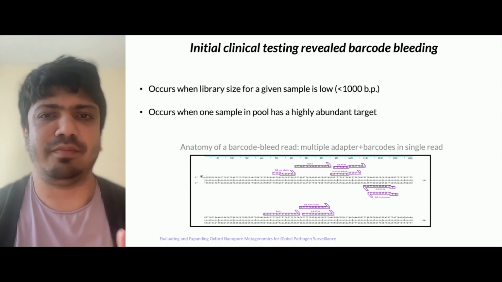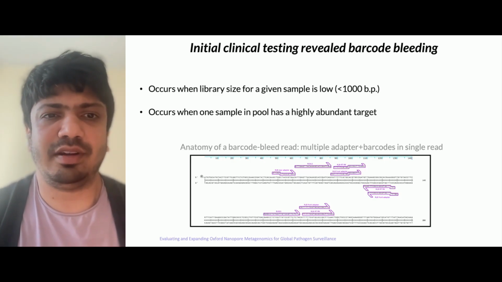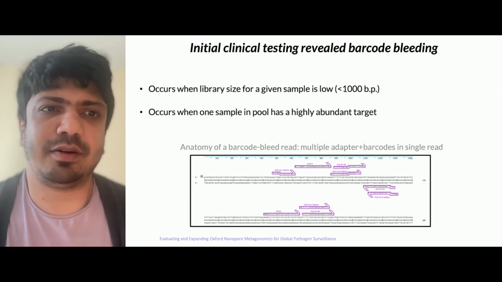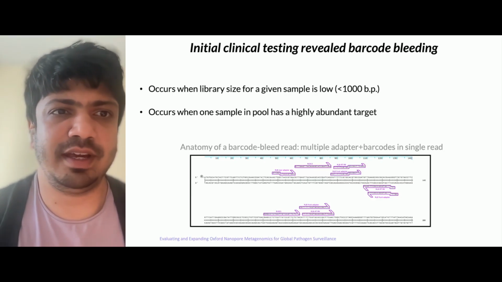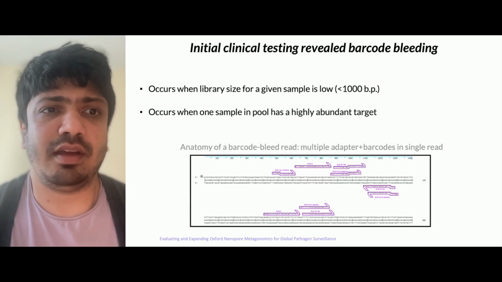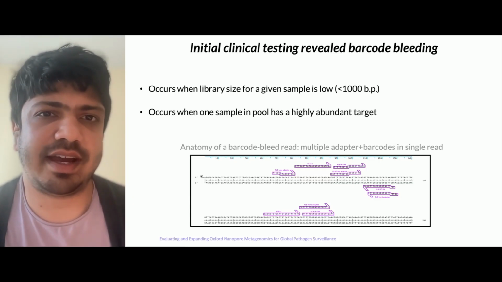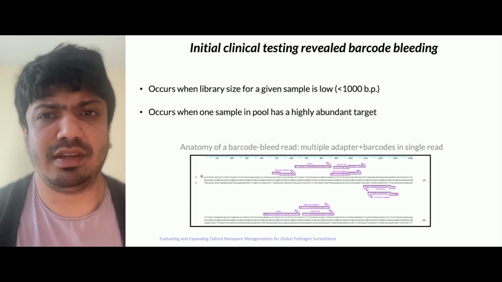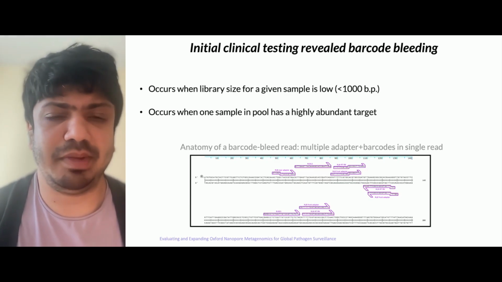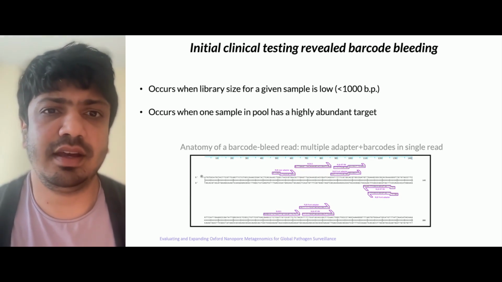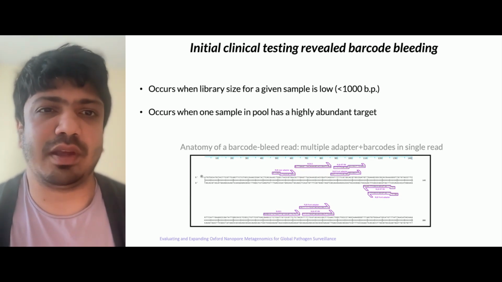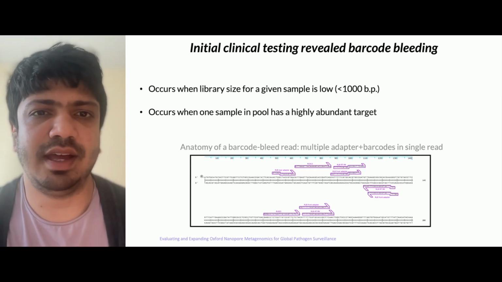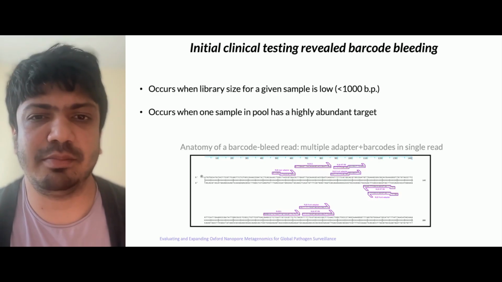We worked with Nanopore to talk about this issue, and it turned out that what was happening was that barcodes were being read in the middle of the read. The first thing we observed is that it occurs more frequently when the library size of a particular sample is really short, generally less than 1,000 base pairs, maybe even less than 500 in some cases. And also it occurs when one sample in a pool, when we're pooling multiple samples for sequencing, has a really high abundance of a particular target.